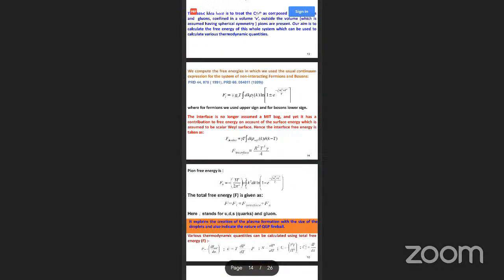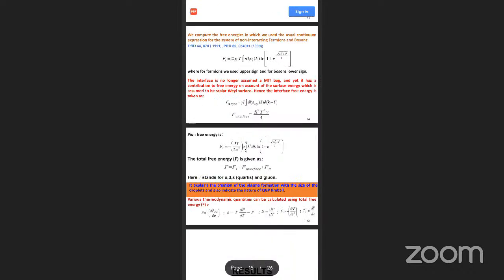On the other hand, we have another important term, the interface free energy term, given by this expression. This interface free energy term separates the hadrons from the QGP term. The third important term is the free energy for the pion, given by this expression. This is the standard relation we have used in our calculation. So ultimately, we use the free energy for the quarks and gluons, then the free energy for the interface term, and the free energy for the pion term.